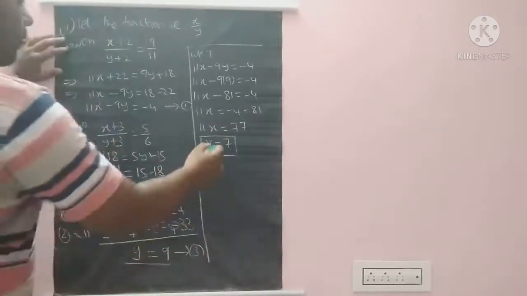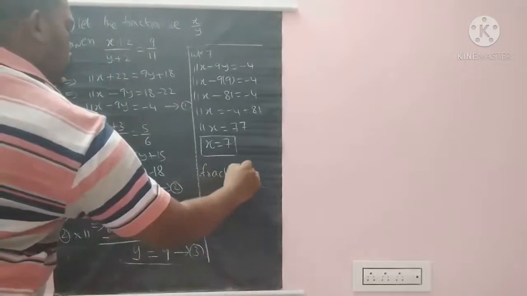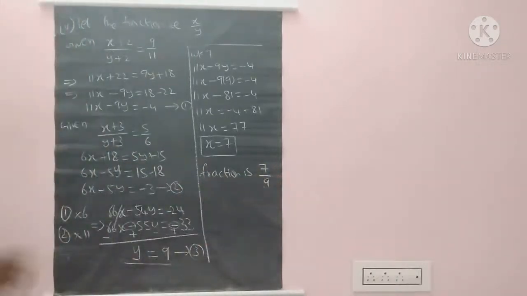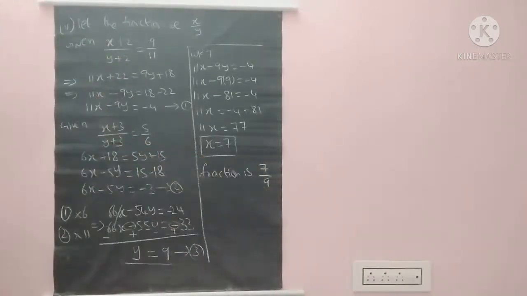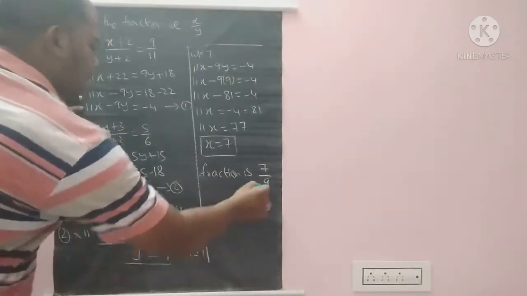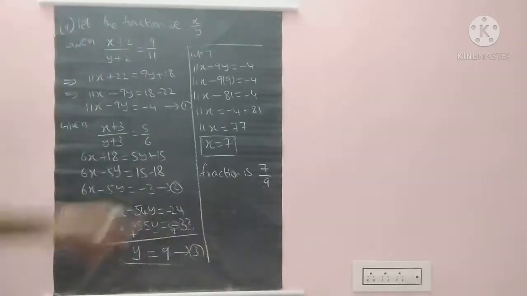So therefore the fraction is 7 by 9. You can verify also. If 2 is added to both numerator and denominator, 7 plus 2 is 9, 9 plus 2 is 11. If 3 is added, 7 plus 3 is 10, 9 plus 3 is 12. 2 fives are 2 sixes. So both the cases are verified. So the fraction is 7 by 9.